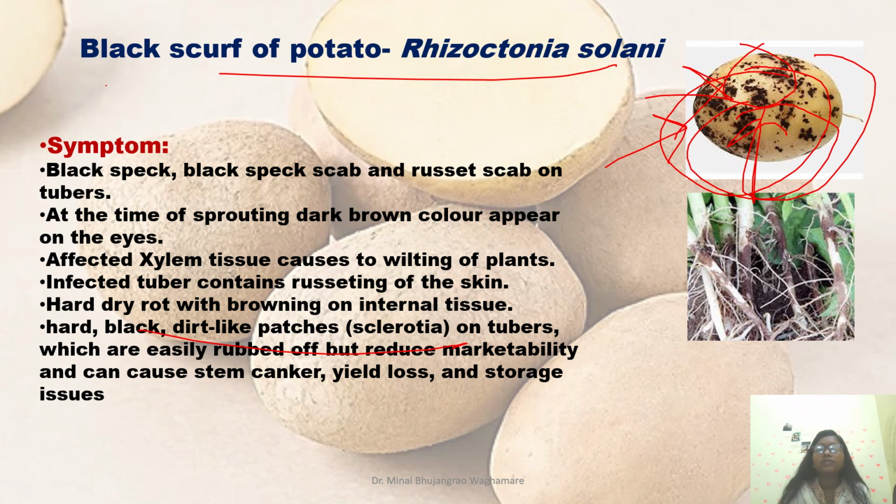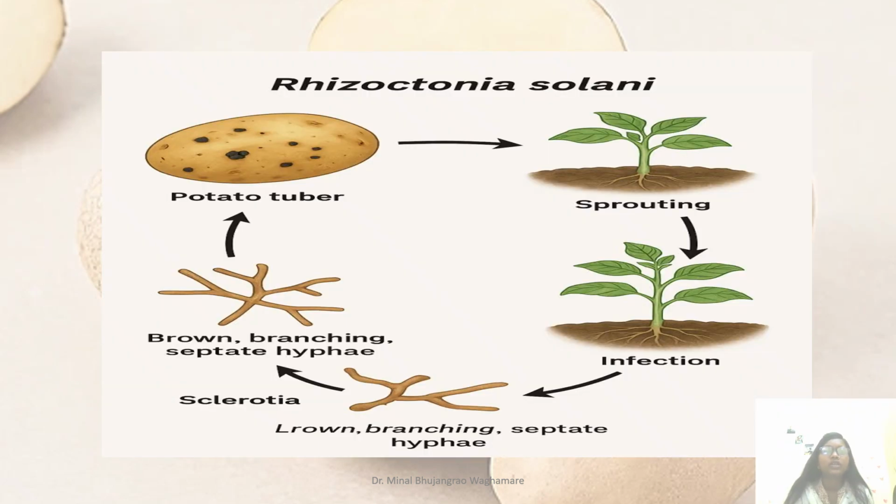With this, the pathogen also affects the xylem tissue of the plant, which leads to wilting of the overall plant and reduces the yield of the crop. Such a scabby potato is not preferred in the market and it impacts our yield. So sclerotia, which is a hard structure, black in color, lead to the infection of Rhizoctonia solani.